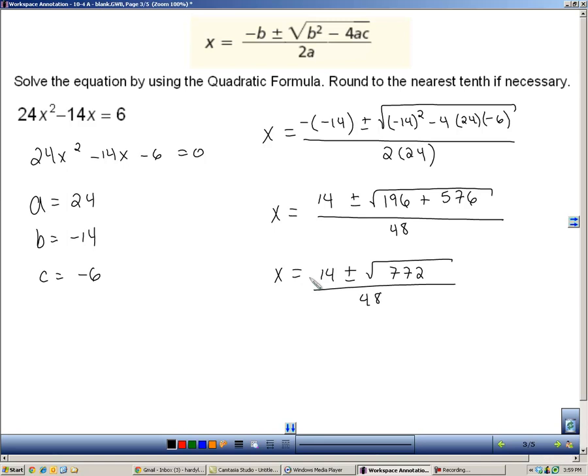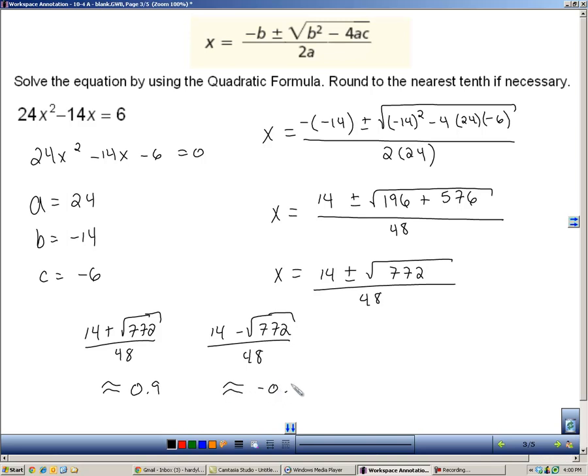So now we have our first example where we just get a crazy number, and this is definitely a calculator problem. What this really means is 14 plus the square root of 772 divided by 48, and 14 minus the square root of 772 divided by 48. If you plug this into a calculator and then you round it to the nearest tenth, you're going to get a 0.9. And if you plug this into a calculator and you round to the nearest tenth, you're going to get a negative 0.3. So I'll write my answer as negative 0.3 and 0.9.